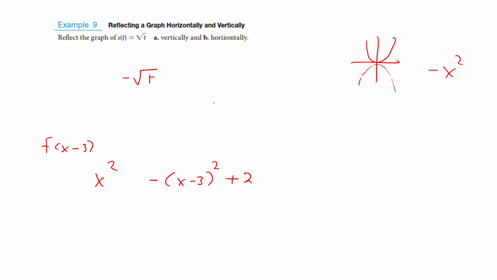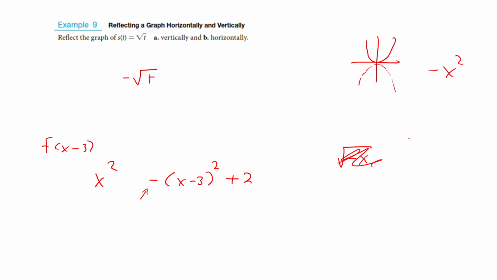So if we want to flip something over the y-axis horizontally, what you have to do is make that change inside on the x. So instead of putting the negative on the outside, a negative on the outside flips it upside down vertically. If you want to flip it horizontally, you'd have to put the negative right inside there with the x. Well, that's a bad example.